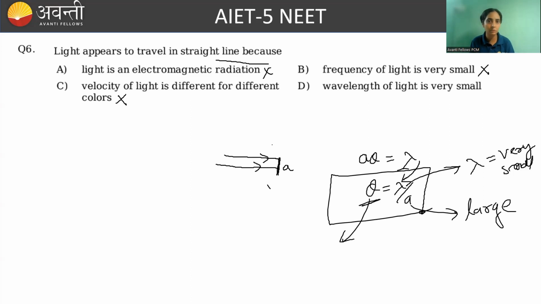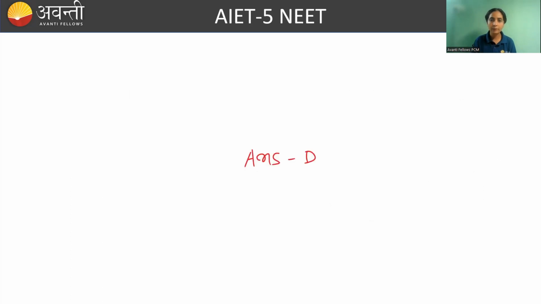Wavelength of light is very small. In general, the wavelength of light is very small, and if the obstacle size is small, the angle in which it is getting spread is also small. So the correct option should be D. Velocity of light won't explain this question. Frequency of light is not going to explain it. Done. Now let's move on to the next thing.